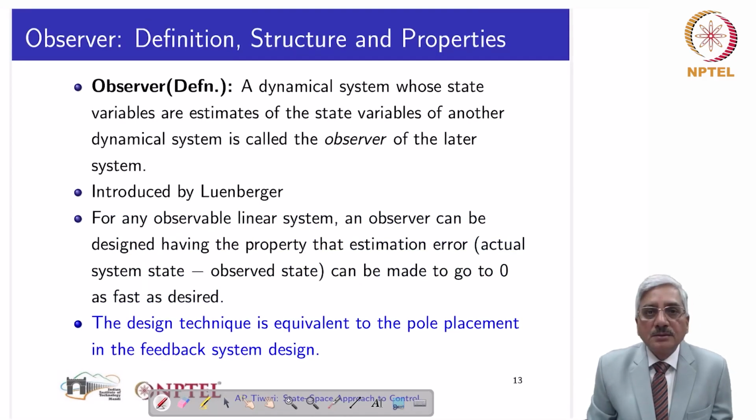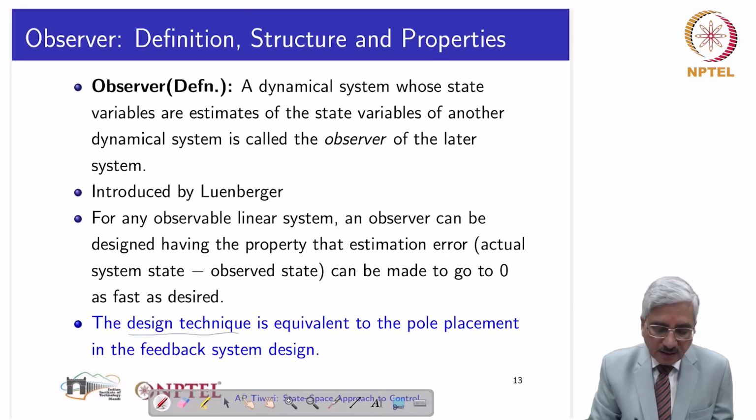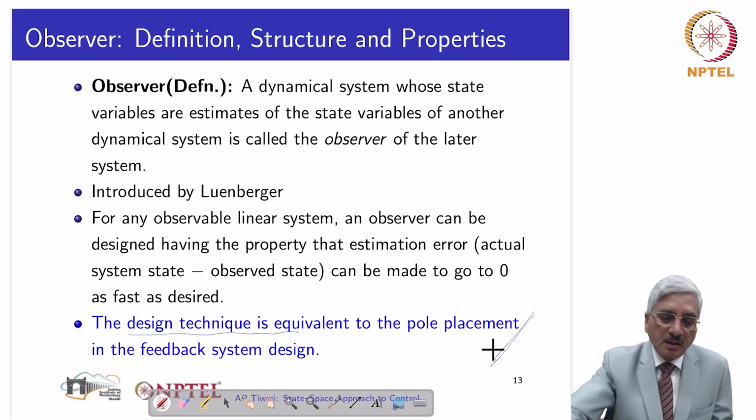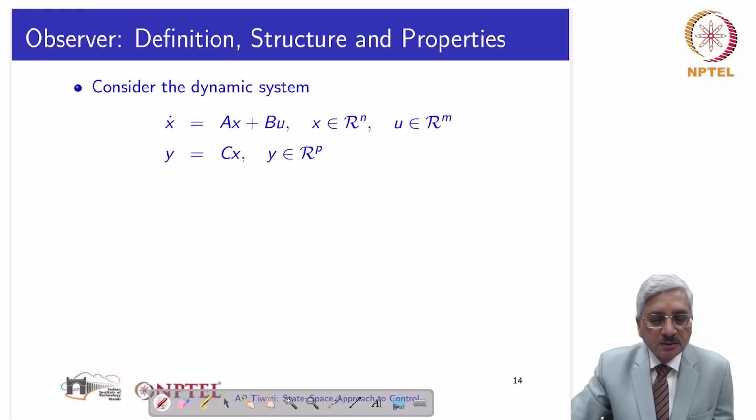We will see that the design techniques for the observer are very similar to the pole placement design techniques for the feedback system, which we did earlier. We'll see that. Now let us come to how to evolve the equations of the observer.